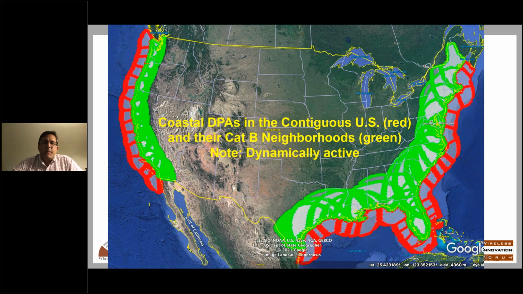This is showing a map of all of the DPAs in the contiguous United States. Those are the areas outlined in red, and their corresponding neighborhoods are the areas outlined in green. One thing you'll notice is that a given point near the coast can be within more than one DPA neighborhood. And in fact, on the East Coast, there are points that are in up to 13 DPA neighborhoods. So the activity that impacts that particular point on the coast is not just worried about the activity in one single DPA, but it has to look at the activity in 13 different DPAs in which it's in the neighborhood. So just a little bit of a complicating factor. The next slide, please, Lee.